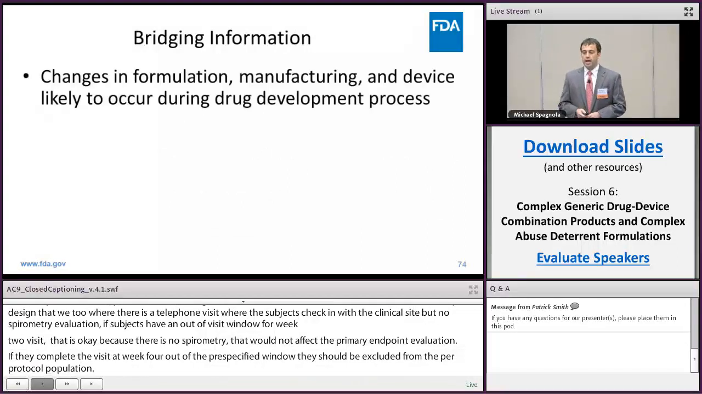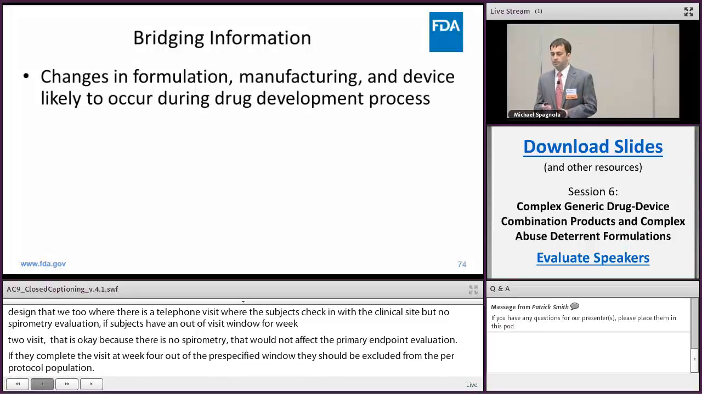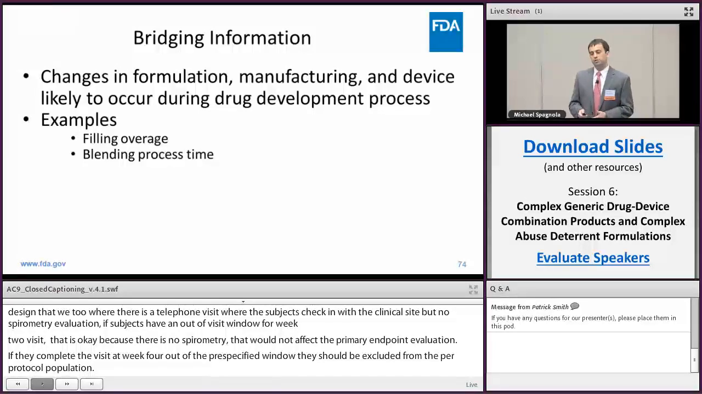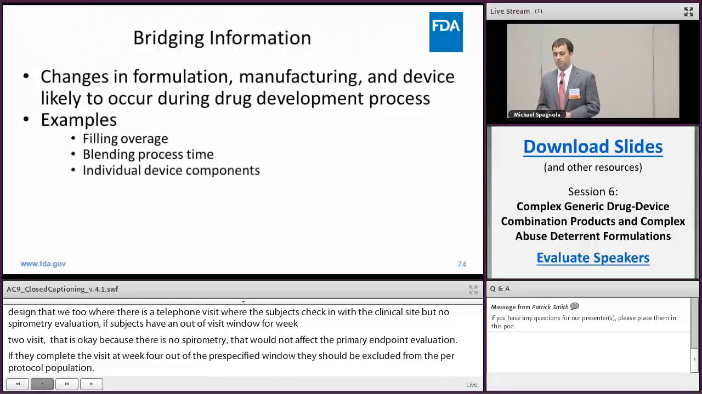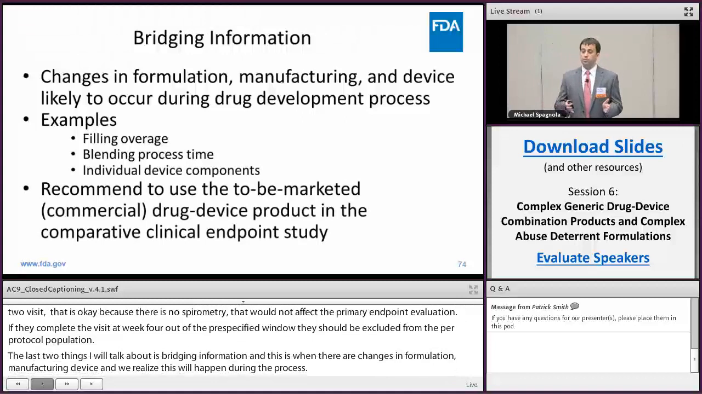This is when there are changes in formulation, manufacturing, or device, and we realize this is going to happen during the process. Some examples include filling overage and blending process time. To avoid this, we recommend that you use the to-be-marketed or commercial drug device product in the comparative clinical endpoint study.